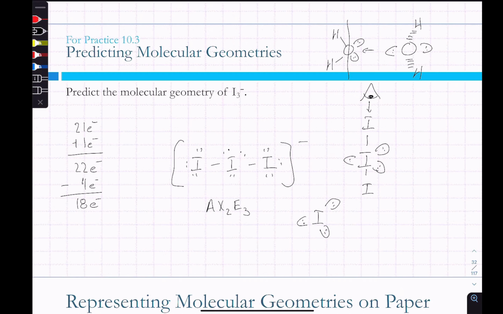Now it doesn't say it here, but what's the iodine to iodine bond angle? 180 degrees, because it's a line. So it's linear. Yeah, and it would be exactly 180 degrees.